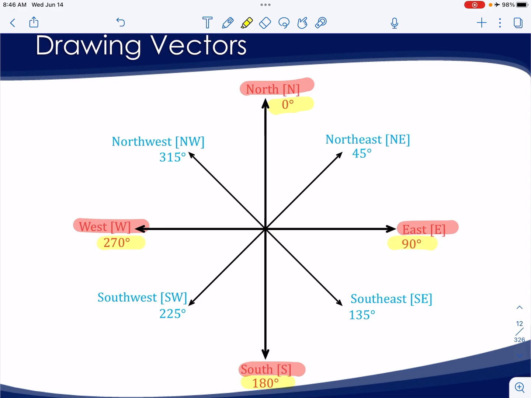Okay, and then we can do the 45-degree angles. Obviously, since this right here is between north and east, this is northeast. Here's southeast, here's southwest, northwest, and obviously the angles follow suit. If this is 0 and this is 90, this would be 45, 135, 225, and 315.